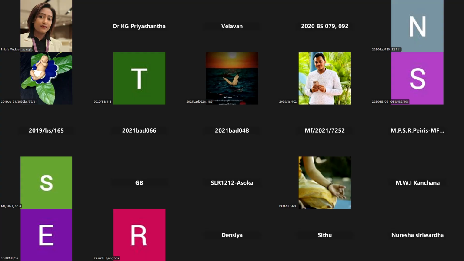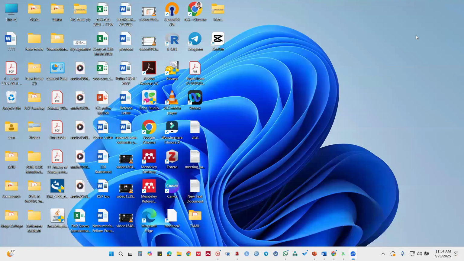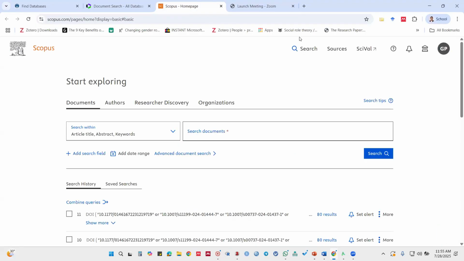normally I know that you are using Google to find articles, but in this case, I'm not recommending Google to search articles because so many unwanted things will be generated when you use Google. Especially, you are supposed to use research databases. Very good research databases are the Scopus database, and we have another database called Web of Science, right?